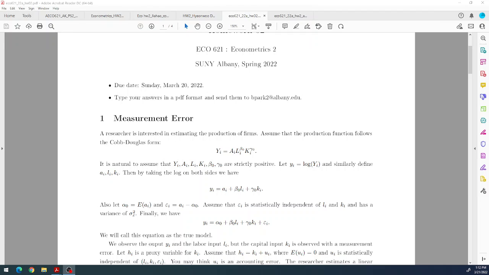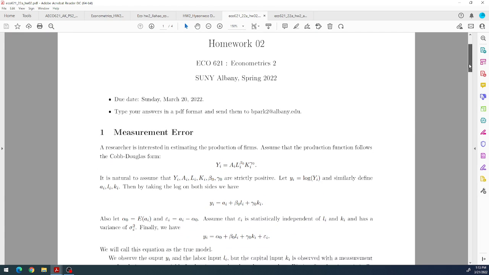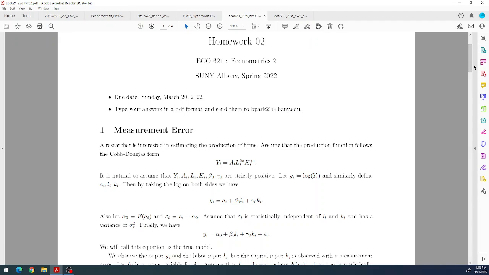Hello. So we are going to review homework 2 today. The midterm exam is on Wednesday, so I'd like to review your homework answers before the midterm exam. So I'm doing it quickly. Homework 2 is about endogeneity and instrumental variable method.